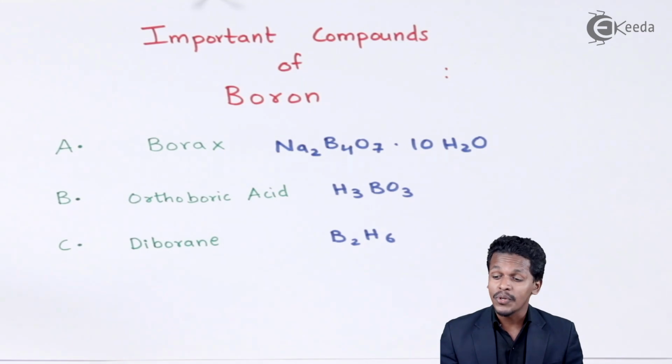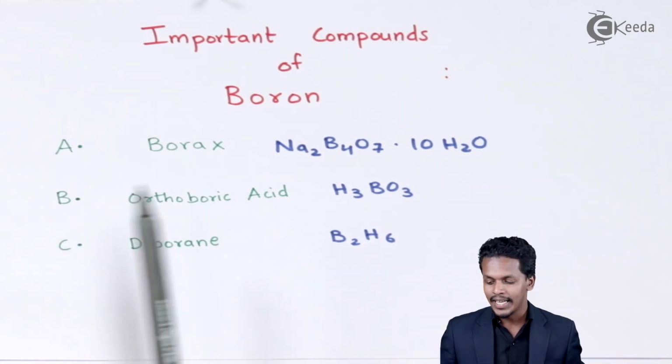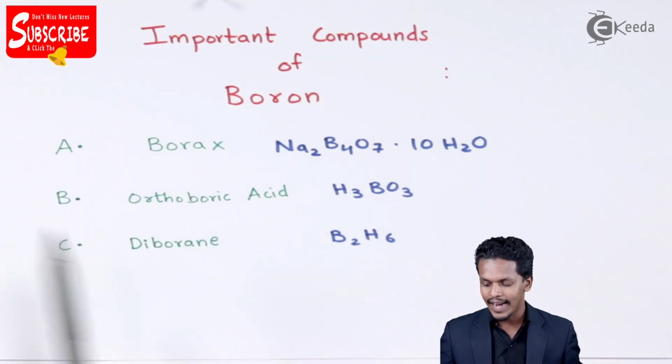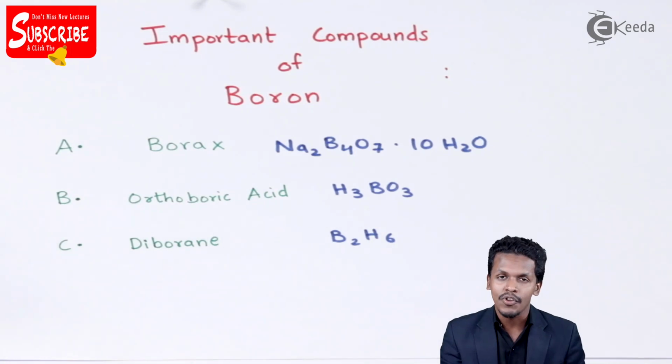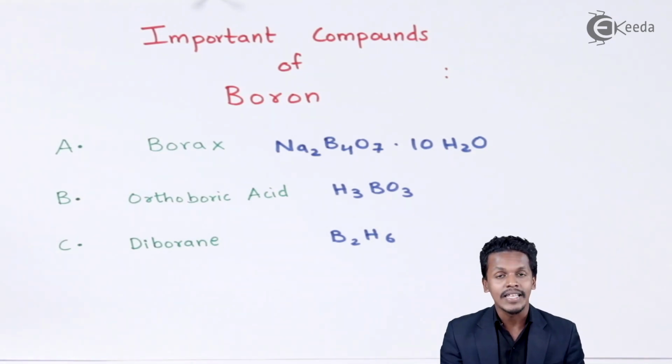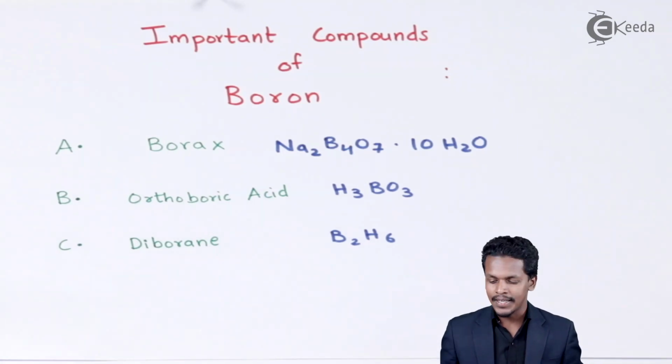So in this topic, we are going to talk about the important compounds of boron, and those are basically borax, orthoboric acid, and diborane. In this, we are going to talk about the different methods of preparation of these compounds, as well as the different properties exhibited by these compounds, as well as the uses. So let us talk about the first one, that is borax.